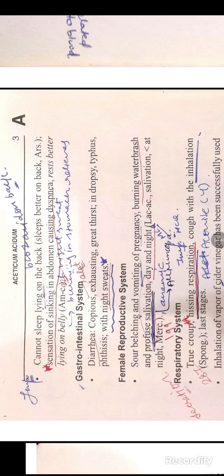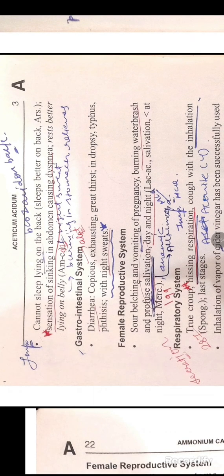Sleep better on back is arsenic, and sensation of sinking in abdomen causing dyspnea. Listen: sensation of sinking in abdomen causing dyspnea. And sleep and rest better lying on belly. Can't sleep lying on back, but rest better lying on belly. Lying on belly better.